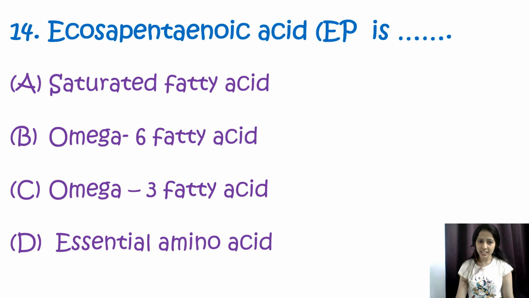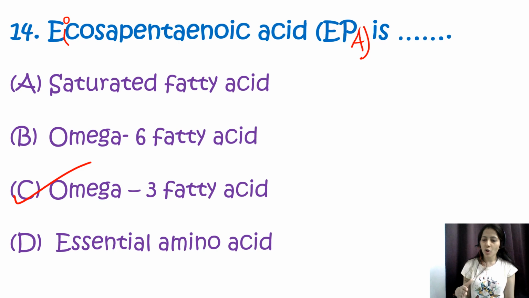Next question number 14. Eicosapentaenoic acid, that is EPA, is saturated fatty acids, omega-6 fatty acids, omega-3 fatty acids, or essential amino acid. Okay. So the correct option over here is C, that is omega-3 fatty acid. Eicosapentaenoic acid, that is EPA, is a long chain polyunsaturated fatty acid which belongs to the omega-3 family. So option number C is my correct option.